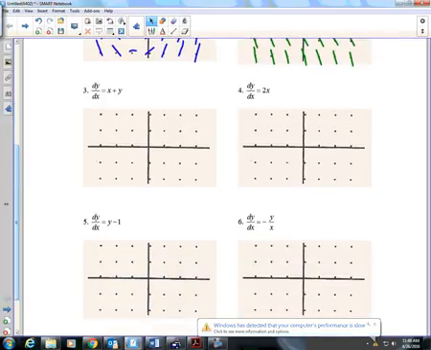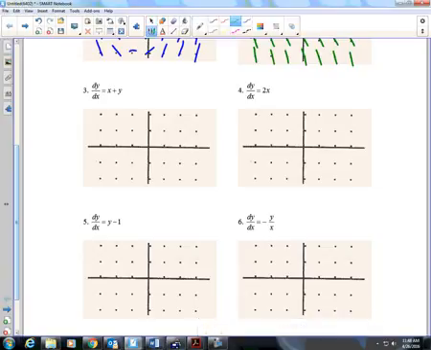So for number 3, x plus y, what will be the slope right here at 0, 0? Okay? Now, here's what I'm going to do. I like 0, okay? I think 0 is just a great number to work with.